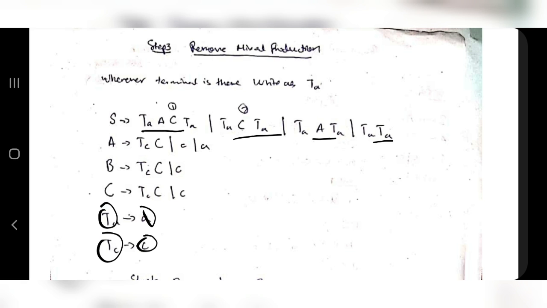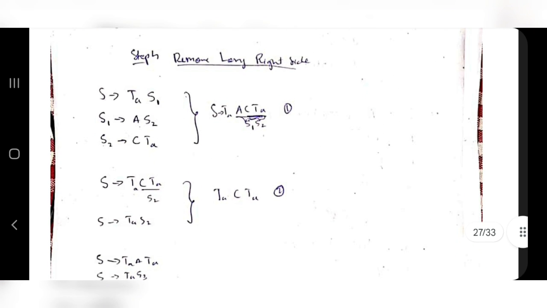After we have written this, we'll be substituting the same thing in ABC also. Wherever we find C, we will write TC. Wherever we find A, we'll write TA. After that is over, we have to remove the long side.